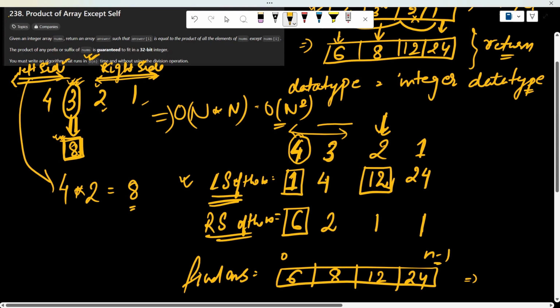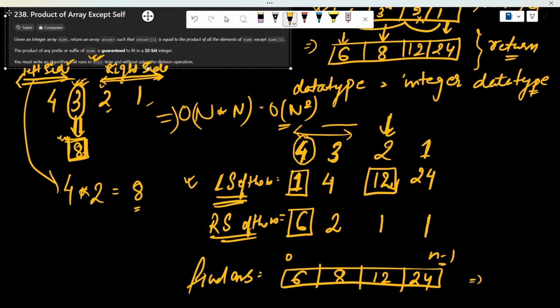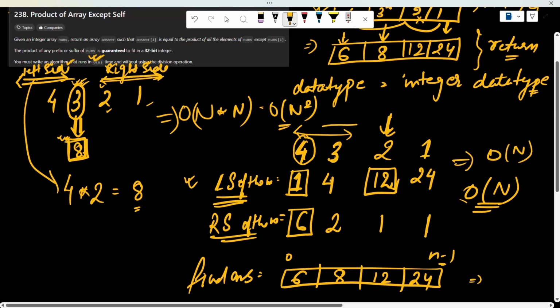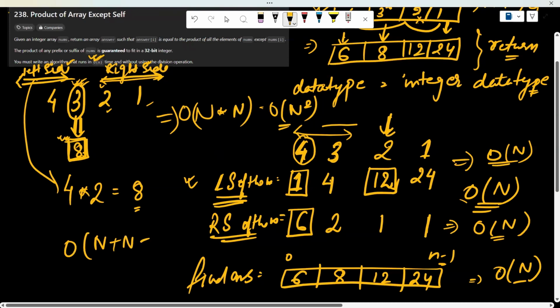But in this case, what have we done? Have we followed this instruction? Yes, we are calculating the result in big O of n time. To calculate the left hand side product of each number, we need to traverse the array once, that is big O of n. Similarly, to find the product of the right hand side, again we have to traverse the array one time. And to get the final answer, again we have to traverse the array one time. That means in total big O of n plus n plus n, which is equal to big O of n.